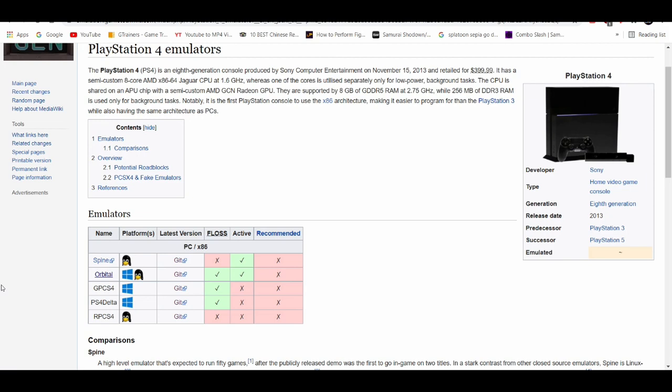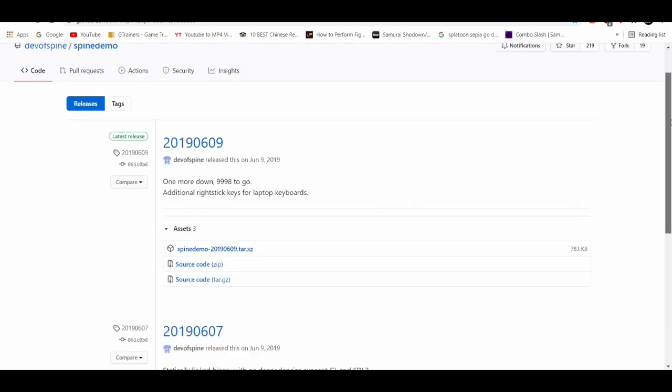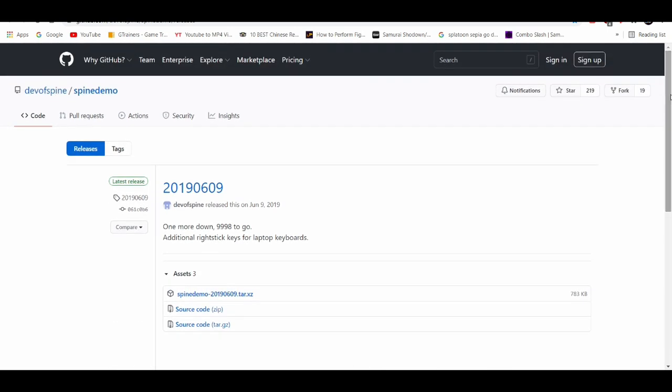So first and foremost, the first emulator we're going to talk about is going to be Spine. Now, the last time I remember that Spine is really, I would say, a really complicated emulator due to the fact that it runs on a different OS system, and also it's a private emulator. That means it's closed source, and it's only one person that's making the emulator.